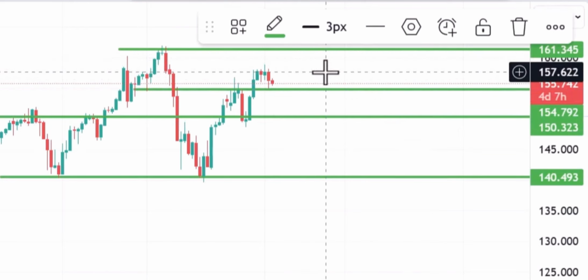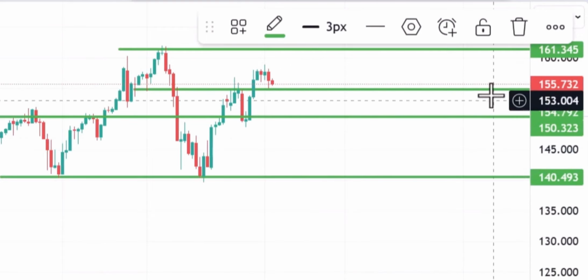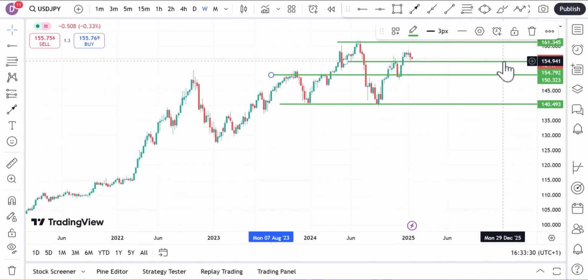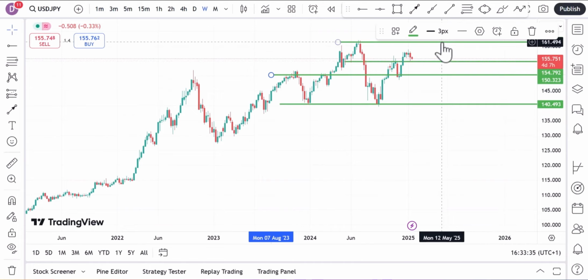Mind you, this is still a higher time frame. So we are predicting what might happen in the next 2 weeks, 3 weeks, 4 weeks, because this is the weekly time frame. So if the price is at 154.941, it means it might be heading to this, and it will be good for us. We'll make profit if it goes that way.